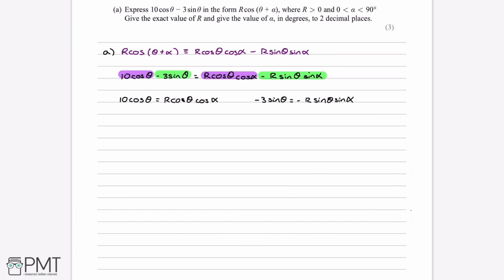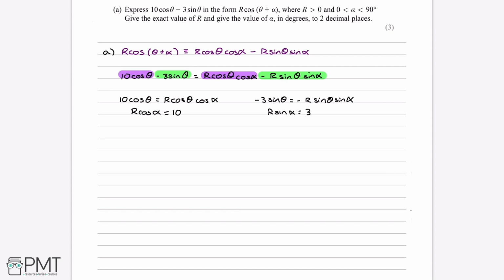So if we go back to cos now, if we divide both sides by cos theta, because obviously that's on both sides, we get that r cos alpha is equal to 10. And if we do the exact same thing for sin theta, but this time divide through by minus sin theta, just because we have a minus on both sides, and it's easier to cancel that out, we now get that r sin alpha is equal to 3.